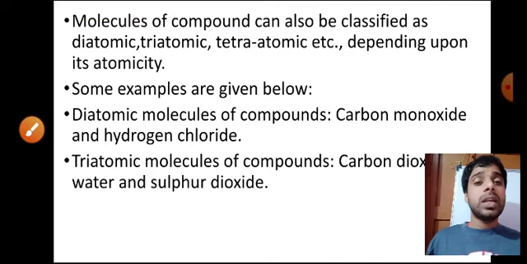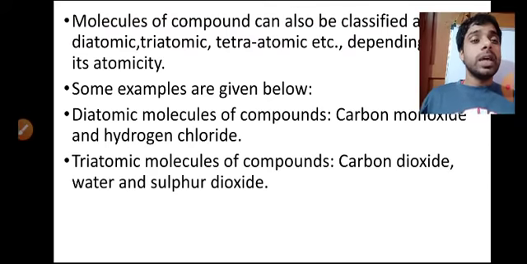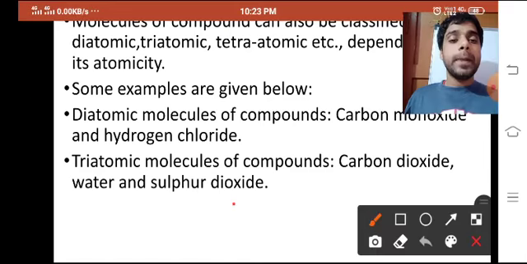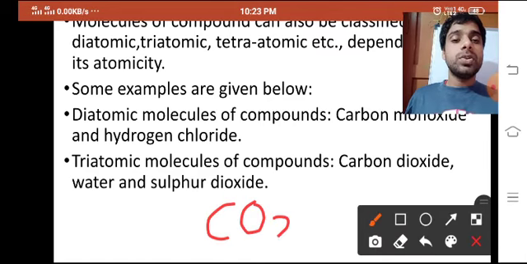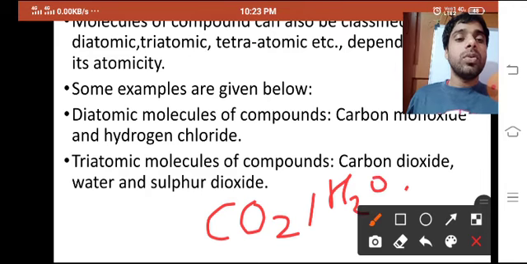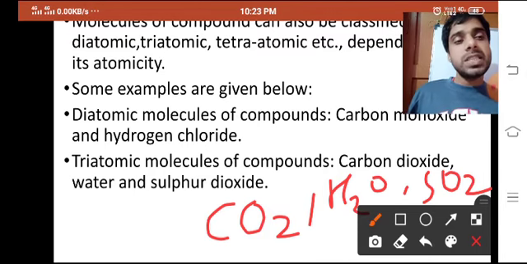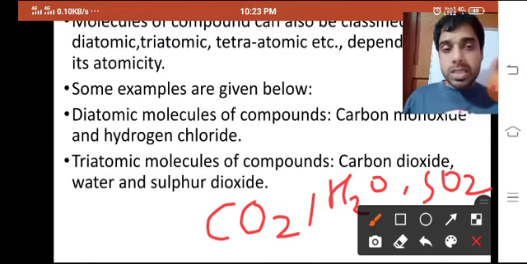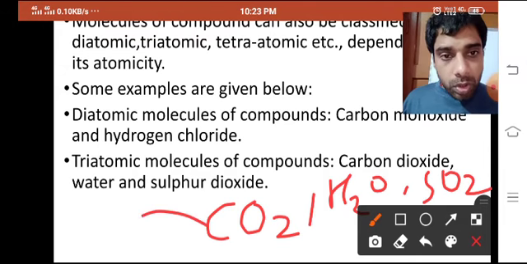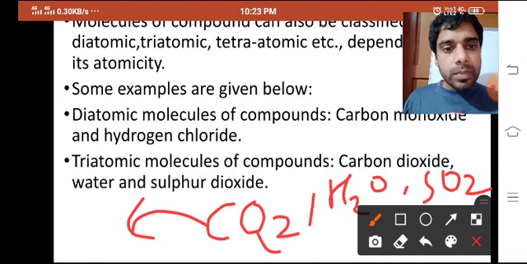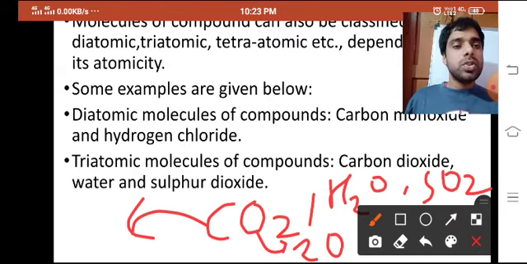Then after, triatomic molecules of compound: carbon dioxide. Here you can see CO2, here you can see H2O, here you can see SO2. What is this one? Triatomic. How is this triatomic? Because this carbon dioxide is formed from one carbon atom and two oxygen atoms. Okay? So 1 plus 2 is 3.